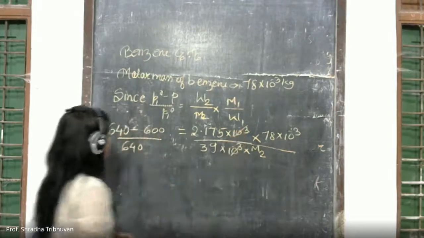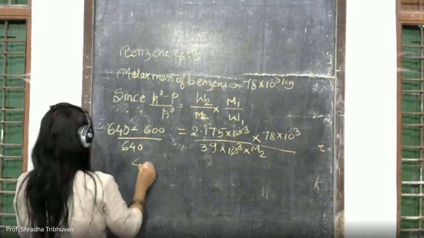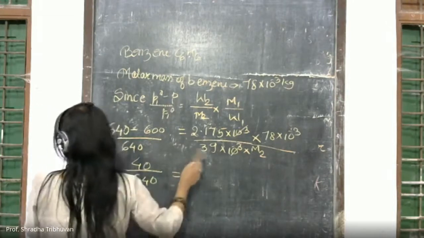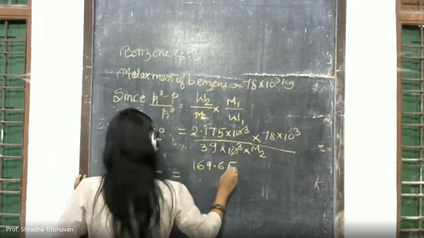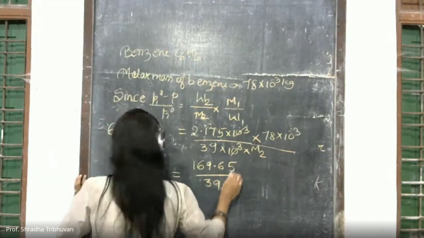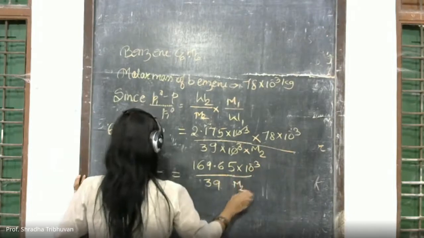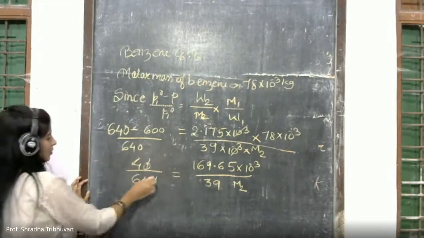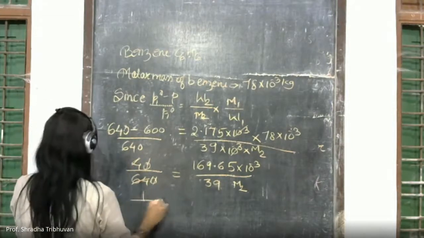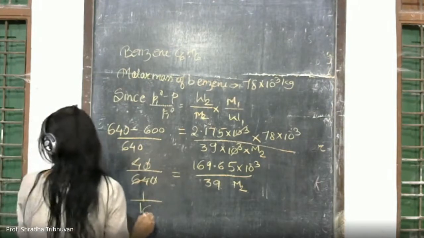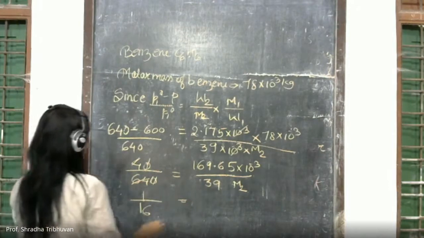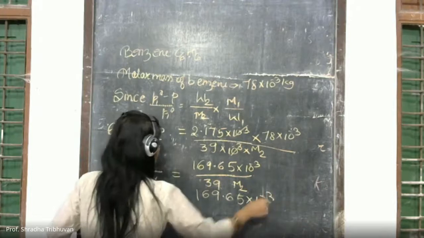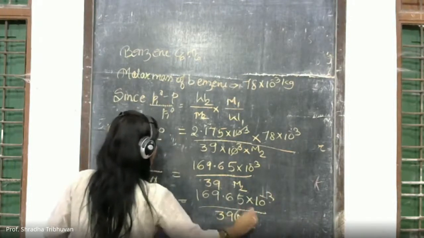Now cross multiply and cancel. So it will be 40 divided by 640, which is equal to 169.65 divided by 39, into 10 raised to minus 3, and this is M2. You all know this is 40, so that will be 1 divided by 16 is equal to 169.65 into 10 raised to minus 3 divided by 39 into M2.